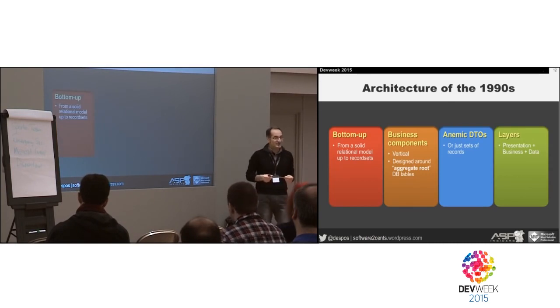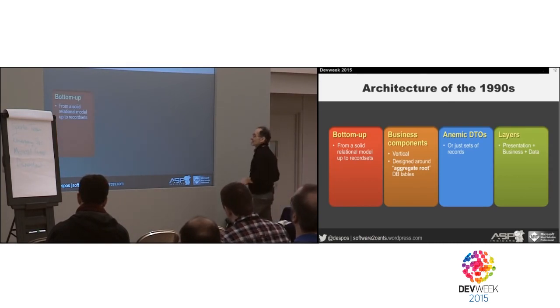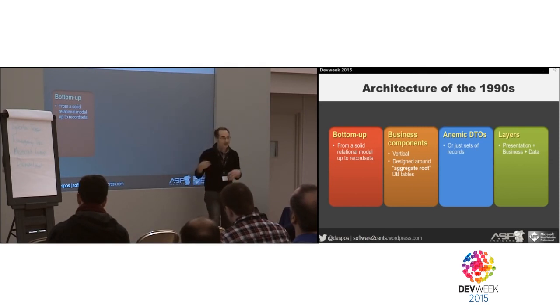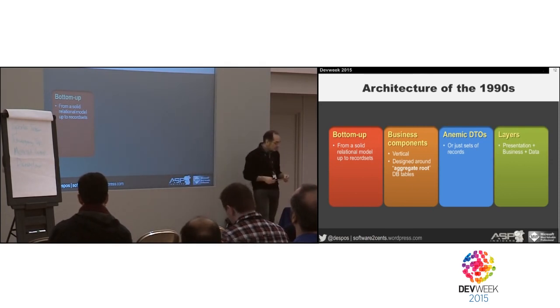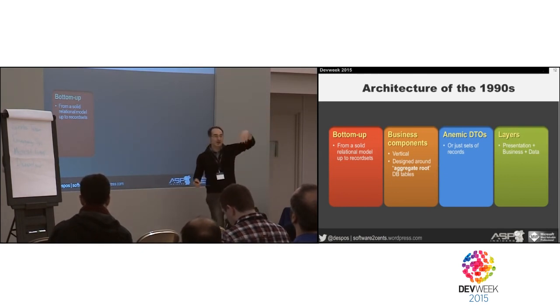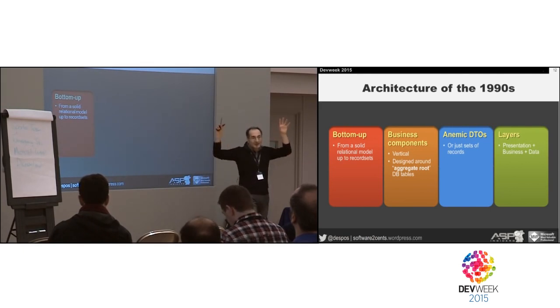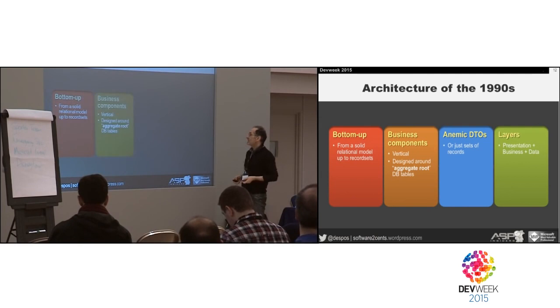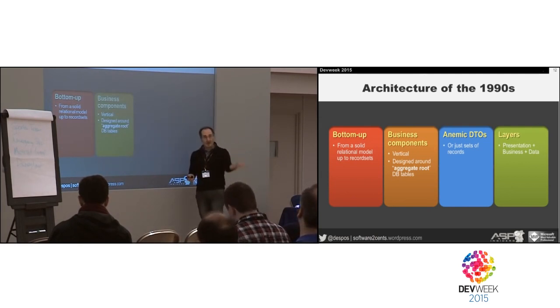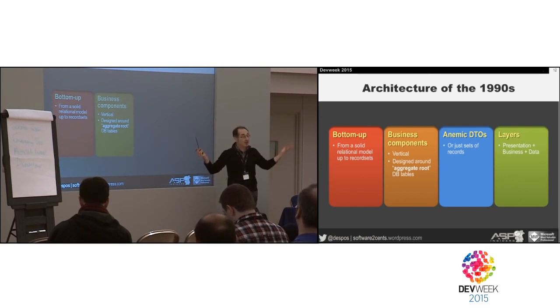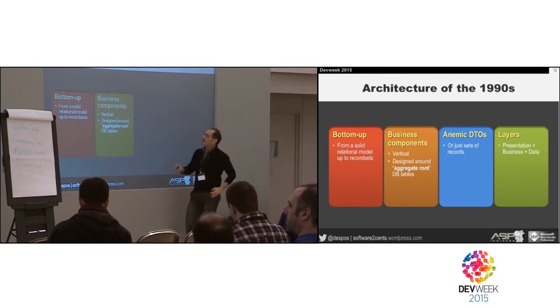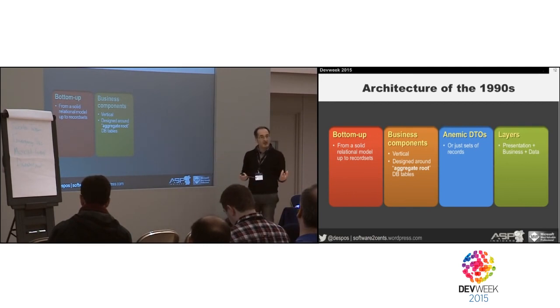In the 90s, the typical architecture was essentially built bottom up, from the solid foundation of a relational model up to the presentation, carrying data using typically record sets, data sets, record-like data structures. From the very bottom of the system, we went through business components, the classic canonical business layer. And for the most part, the business layer was designed, and still is today, using vertical components, vertical from a few relevant tables up.